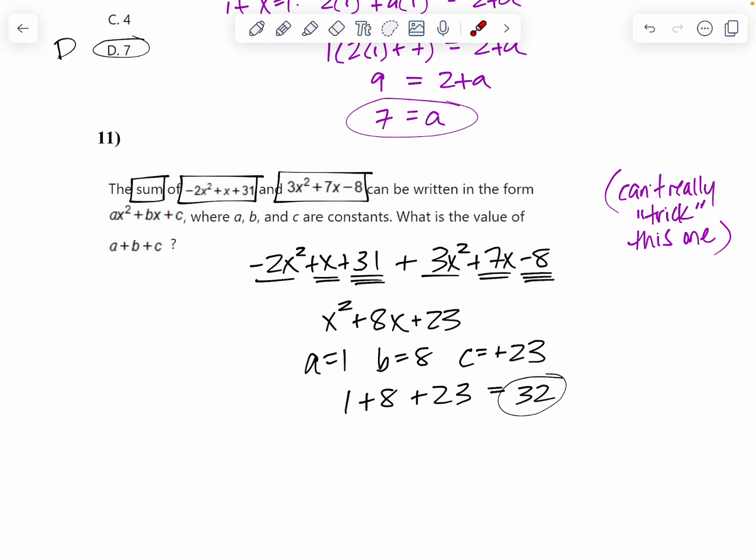Okay. Anyways, hopefully you learned something. This is to be used if you get stuck, or if algebra is not your jam. You can still get a lot of questions correct by kind of outworking the system.